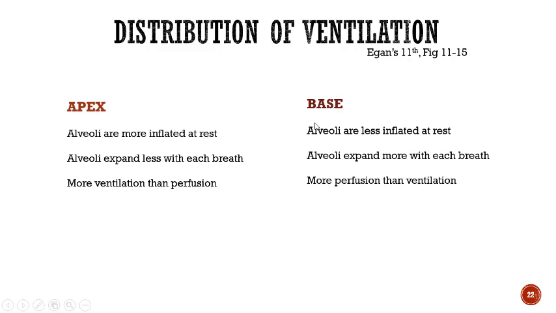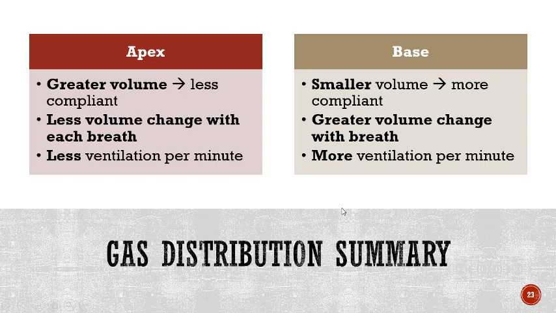At the base of your lung, your alveoli are less inflated at rest. That just means if you're not actively inhaling, your alveoli are kind of collapsed down. The alveoli in your base expand more with each breath. And we talked about things that can help that, like PEEP, for example, keeping them stented open so that they're easier to inflate. But there's a lot more size change in the alveoli in the bases throughout your ventilation cycle. And there's more perfusion than ventilation in your base. Again, I know some of these are repetitive, but I just really want to make sure that we understand this as best we can early on.